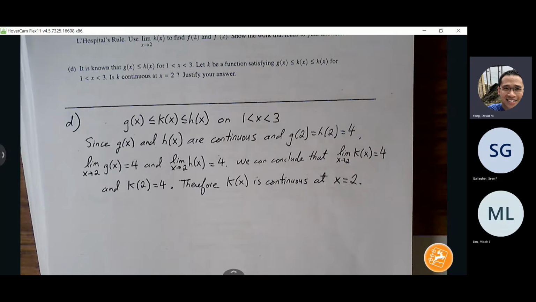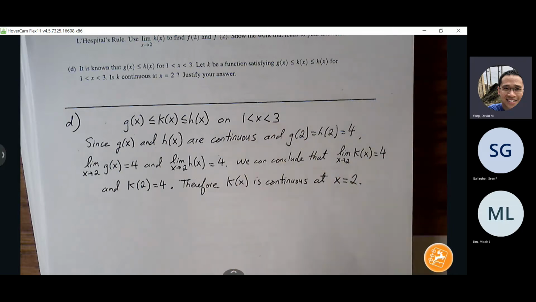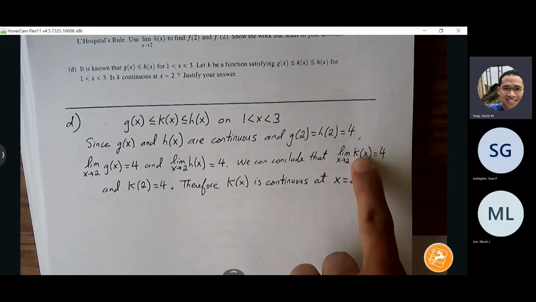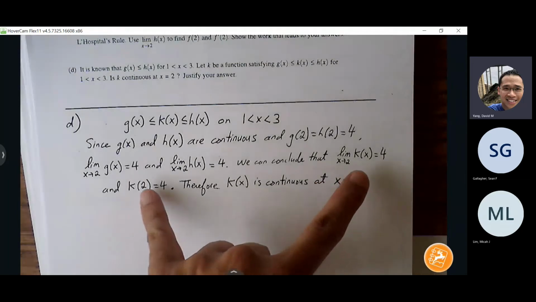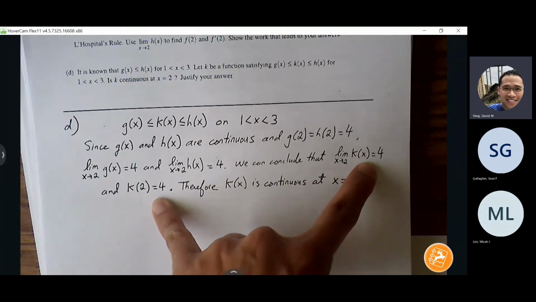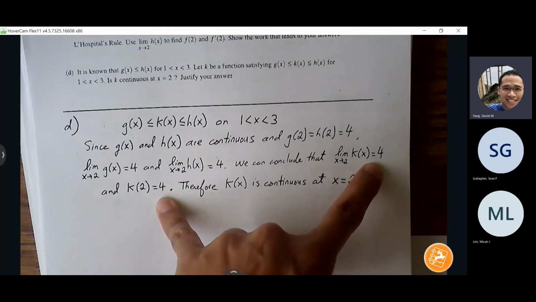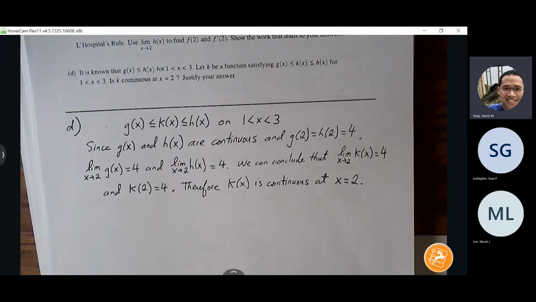And we also know that the limit as x approaches 2 of g of x and h of x equals 4. So we're basically working out all of the conditions for continuity. We can conclude that the limit is 4 and the ordered pair is 4. So if our limit exists and if our ordered pair exists and they are not in conflict with each other, therefore it fulfills all of the continuity conditions. Our k of x function must be continuous at x equals 2.